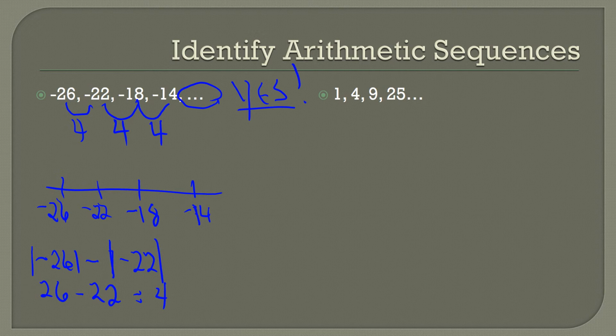All right, let's look at this second set of numbers. In this second set, I've got 1, 4, 9, and 25. And again, I'm looking for the common difference. The difference between 1 and 4 is 3. But what about between 4 and 9? The difference between 4 and 9 is 5. And if I continue on and look at this fourth number, the difference between 9 and 25 is 16. And so I do not have a common difference in this set of numbers.